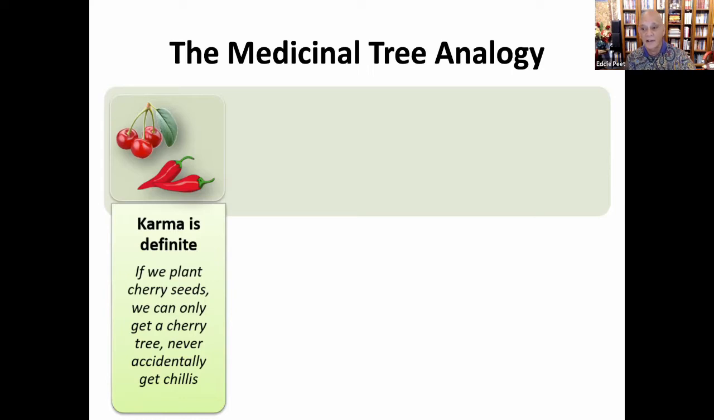They use in relation to the tree here. If you plant cherry seeds, you only get a cherry tree. A cherry tree comes from cherry seeds. So it's like saying, you do something negative, the result is negative. You do something positive, the result is positive. It's always definite like that. So we never plant cherry seeds and end up with a pepper tree. That never happens. Just like you never do something constructive and it turns into suffering.